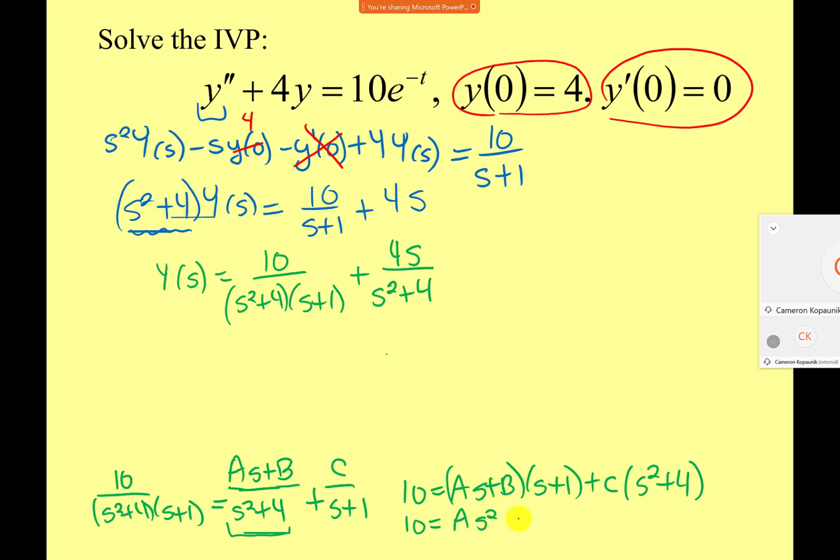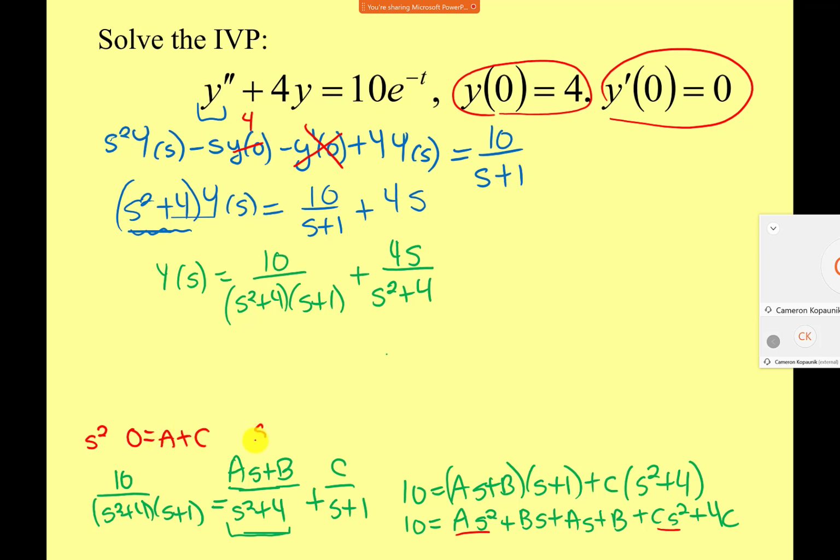I'd have As squared plus Bs plus As plus B, and then distribute the C through on the next one, Cs squared plus 4C. So the method of undetermined coefficients: you multiply everything out, and then you set coefficients equal to each other on both sides. In other words, first I'm going to look at the s squareds. There's an s squared here and an s squared here. There isn't one on the other side. So 0 for the first side, and then I'm going to have an A plus a C.